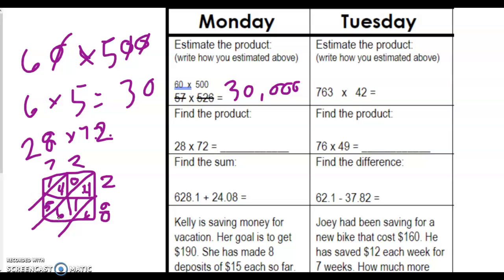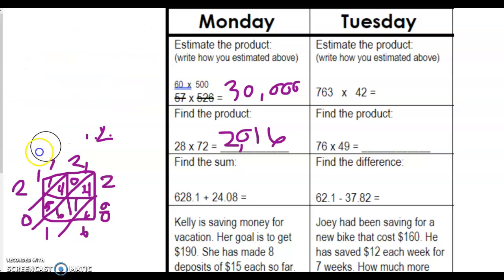Okay, so now what are we going to do? Yes, we're going to add in the diagonal. So I have 4 plus 1 plus 6. I know 6 plus 4 is 10. Plus 1 is 11. I'm going to make sure I carry my 1. Okay. 5 plus 4 plus 1. Ooh, 4 plus 1 is 5, and 5 plus 5 is 10. That's pretty easy. And then 1 plus 1 is 2. So your product is 2016. Pretty easy, right?